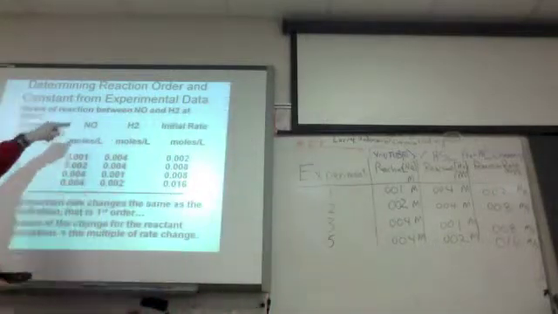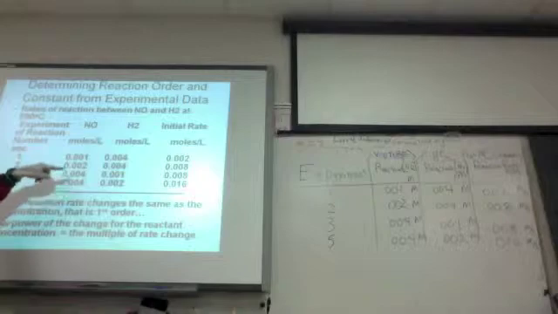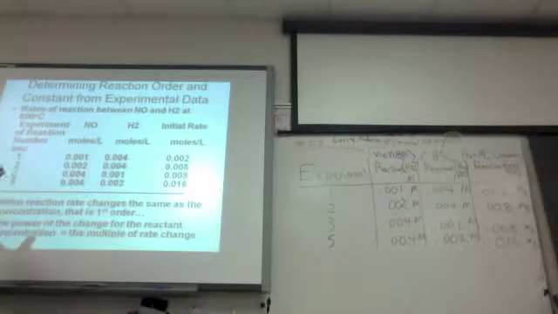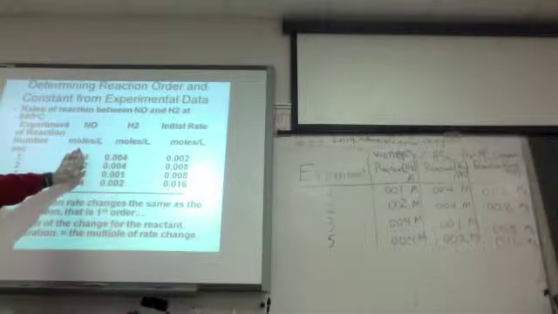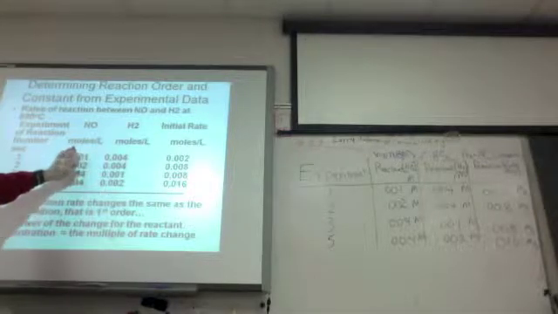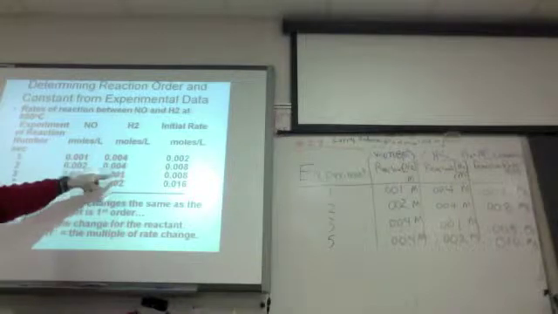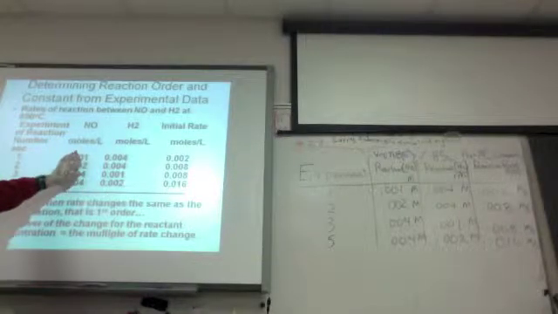Now we notice that NO is held constant on the last two. So now for experiment 3 and 5, we can cover the first column and we look at the second column here. Notice that the 0.001 to 0.002, again, this doubles, but the rate doubles from 0.008 to 0.016.